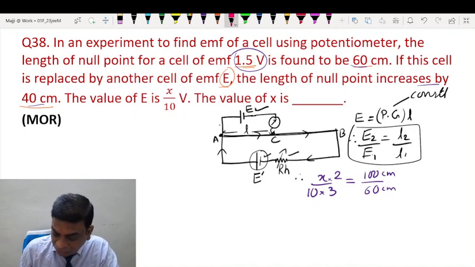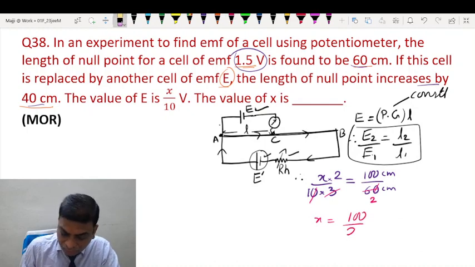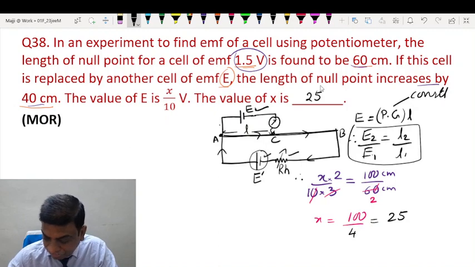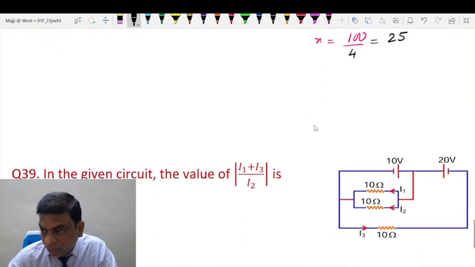So let us cancel what all things get cancelled. Here the 10 gets cancelled, and 3 and 2 also cancel. So x is equal to 100 by 4, which is equal to 25. So the value of x is 25. So 25 by 10 is basically 2.5. Moving on to the next question.